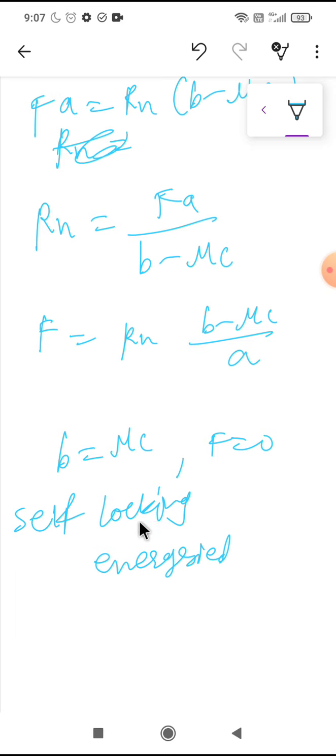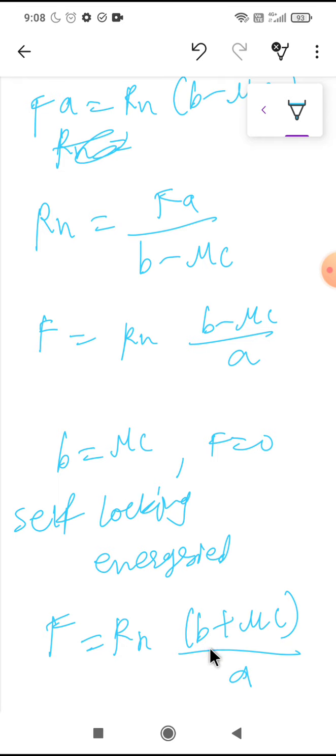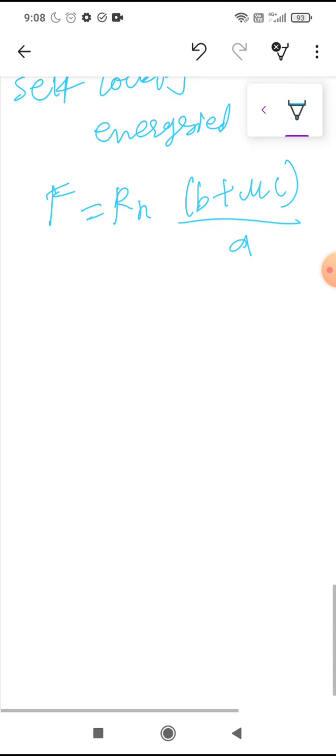If the rotation of the drum is reversed, that is made clockwise, the required force F will be greater than what it would be when the drum rotates counterclockwise. So for the self-energized brake, F will be equal to Rn into (B plus mu C) upon A. This friction force is helping, it will be in the plus direction and not in the negative direction. So the force required will be greater.